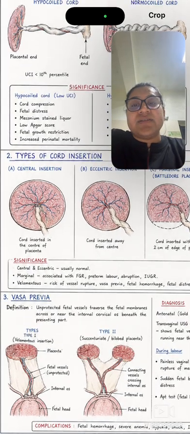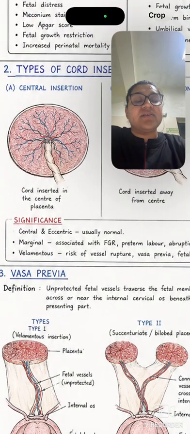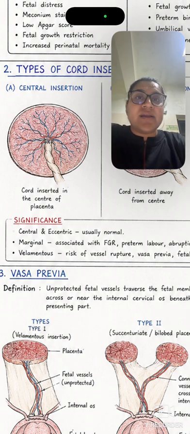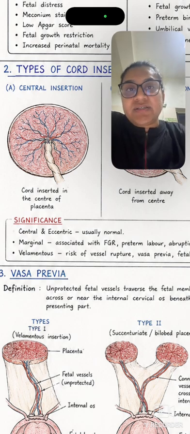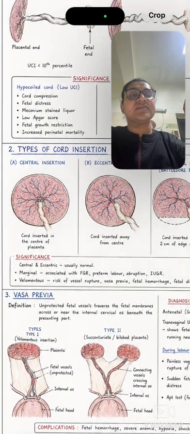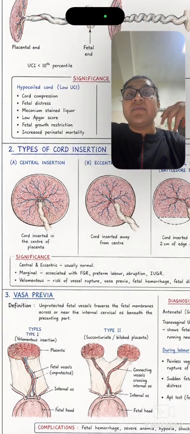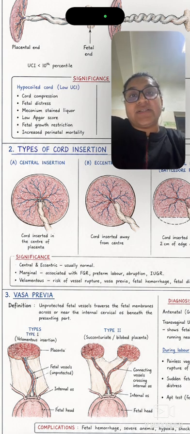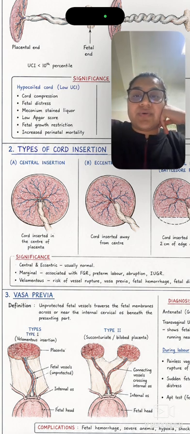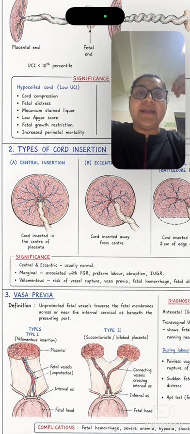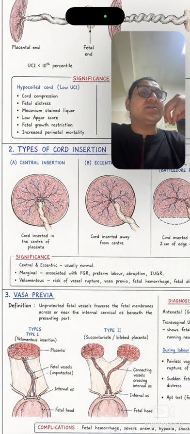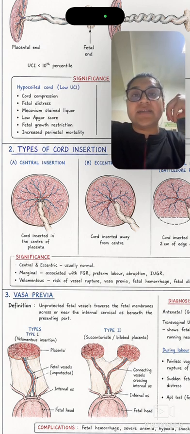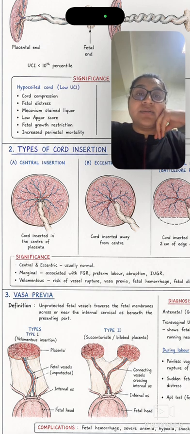So what's Vasa Previa? Whenever they ask about the diagnosis and management of some condition, first you define that condition. In this question, it was to discuss the diagnosis and management of the Vasa Previa. When will you diagnose it? When you know what it is. So what is the definition of the Vasa Previa? If you start with the definition or introduction, that will put a very good image in the eyes of the examiner. They know that you know what this is.